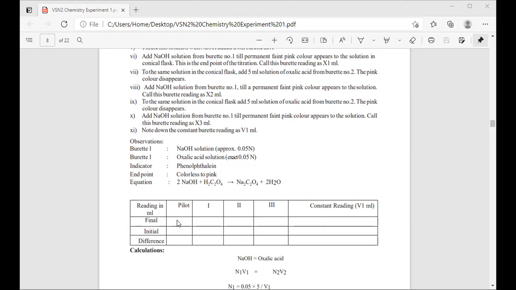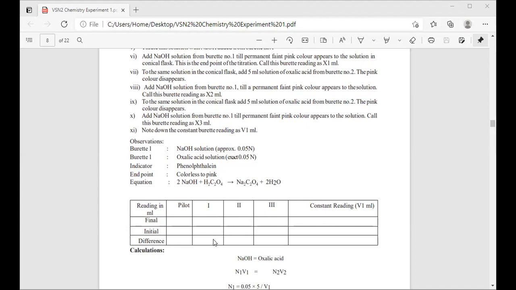You get the idea in what range your burette reading is, so it is between 5 to 6. What is the first exact reading? Whatever you took as the pilot reading, you have to throw the content of the conical flask, wash it properly. Again take 5 ml of oxalic acid, add 3 drops of phenolphthalein, and add NaOH till the color changes from colorless to faint pink, and take the first reading. Again you wash, take the second reading. Again repeat the same procedure a third time. Write down the readings: 5.6, 5.6, and 5.8. So the constant burette reading is 5.6.